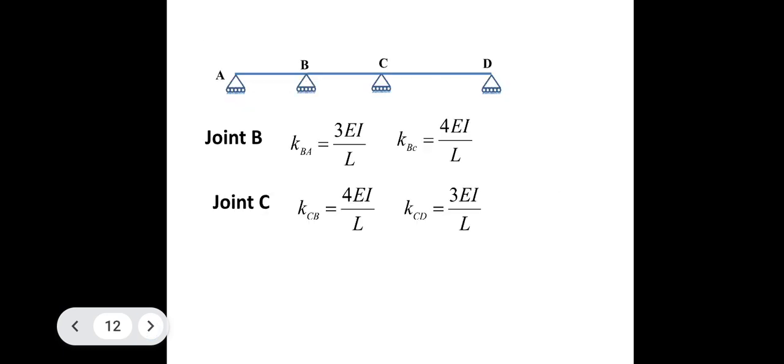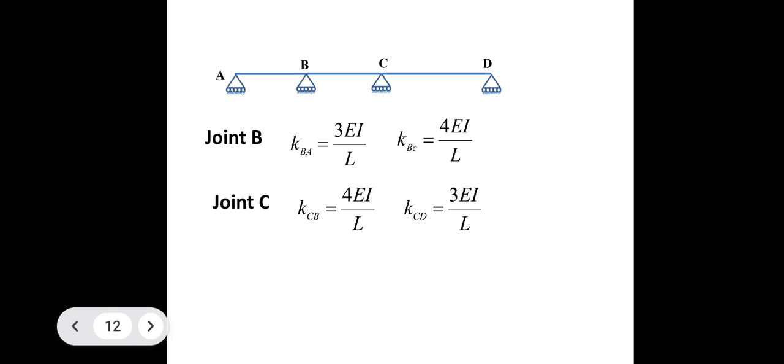In this example, we will find the stiffness factor at the intermediate joints only, because the stiffness factor is required for the distribution factor. So we will calculate only for joints B and C. Now if we see the far end of B, which is A, it is simple, that's why the value is 3 EI by L. But if we see the far end of B, which is C, it comes under the category of continuous and therefore the value is 4 EI by L.